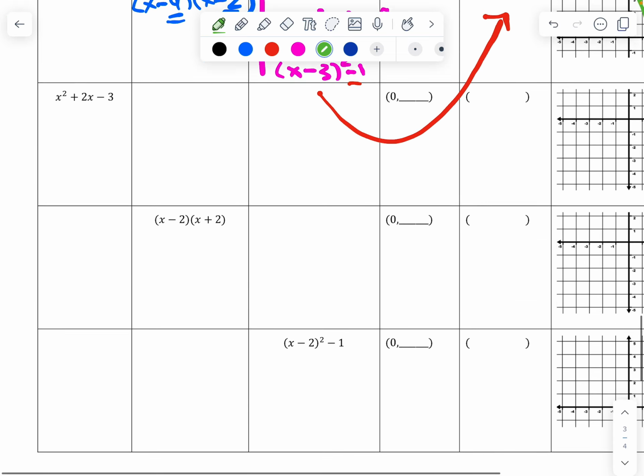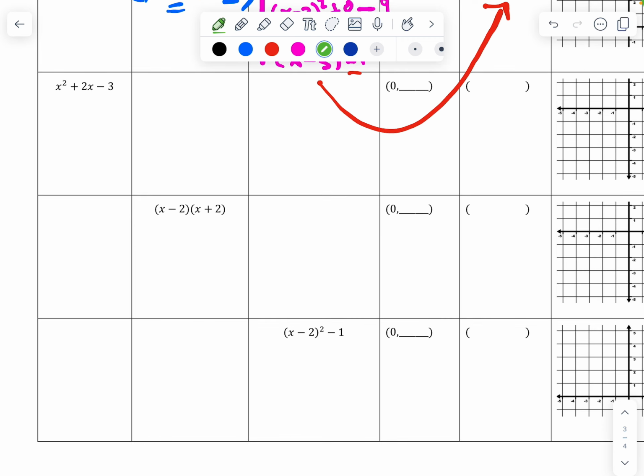I'm trying to think if there's anything here super tricky. No, I think you can do this. If you're not sure how to approach this one, you can do the box method, x minus 2, x plus 2, to get the standard form.